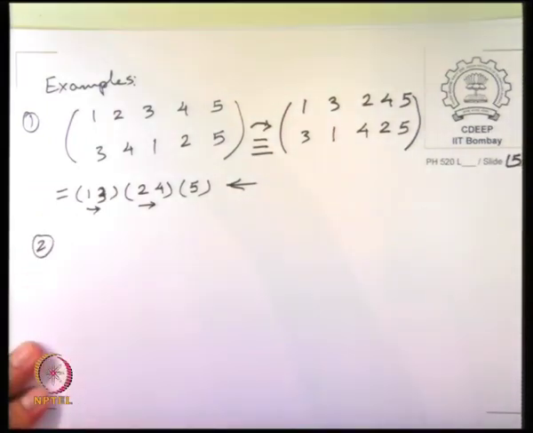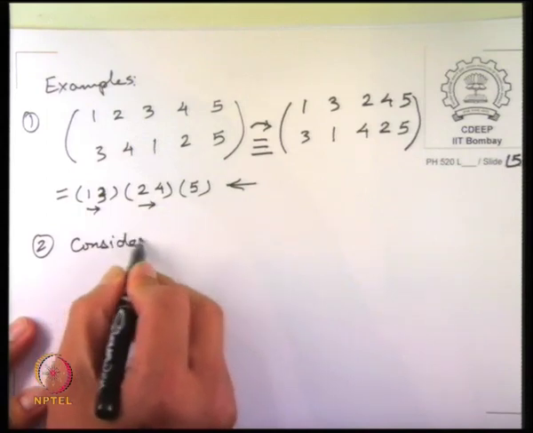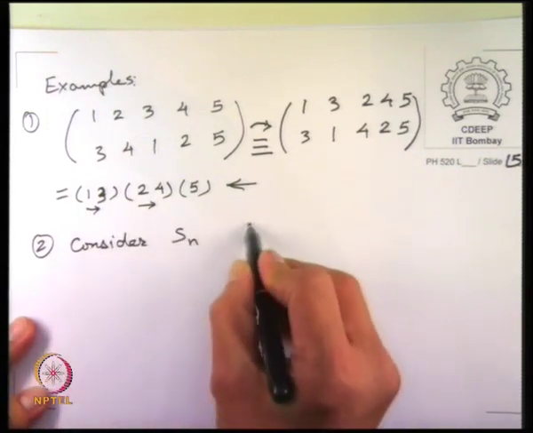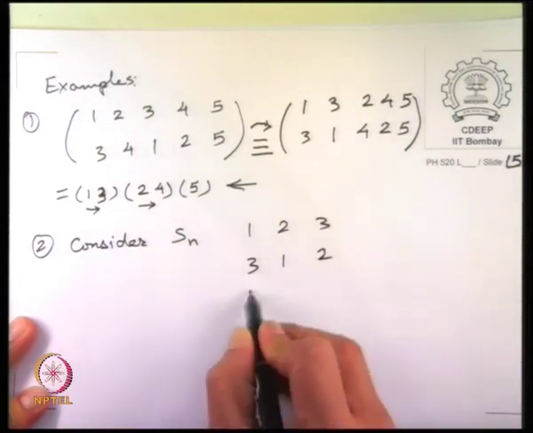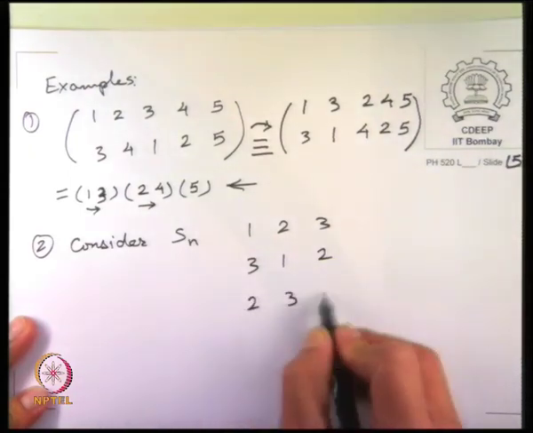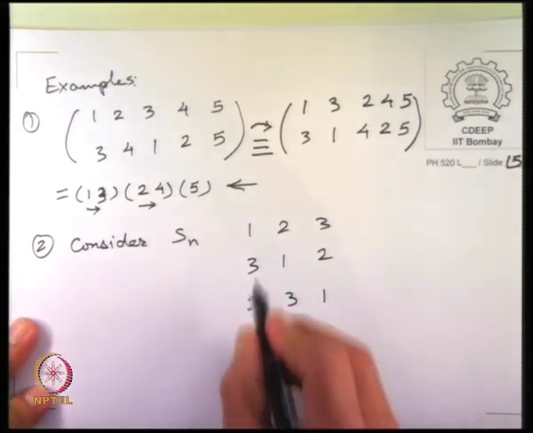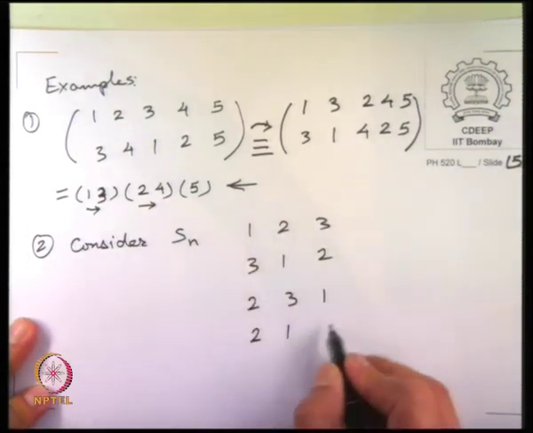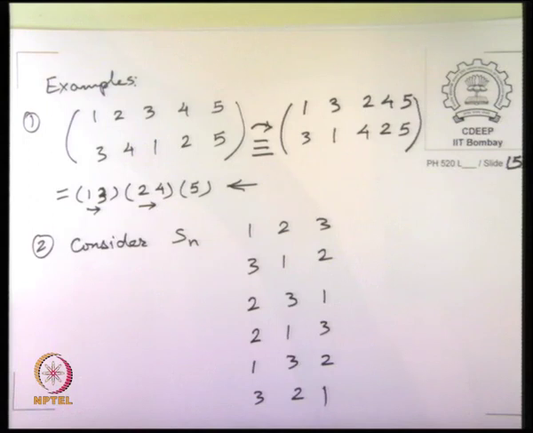Suppose we take the group of permutations of just 3 elements. Consider S3. We know that we get 1, 2, 3. The cyclic permutations are 3, 1, 2 and 2, 3, 1. And then there are so-called anti-cyclic permutations, in which I transpose only 2 and 1 and leave this unchanged, and then I do cyclic permutations of this. Now we have exhausted all the 6 elements of S3.